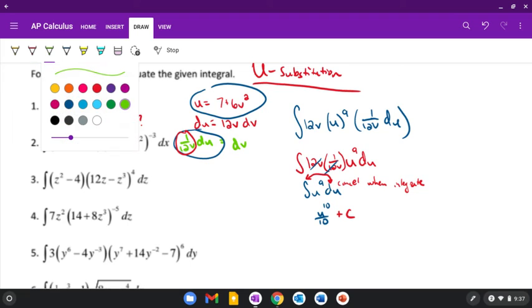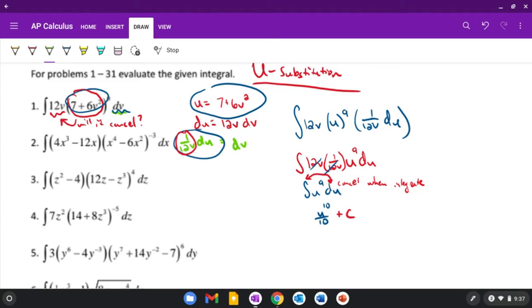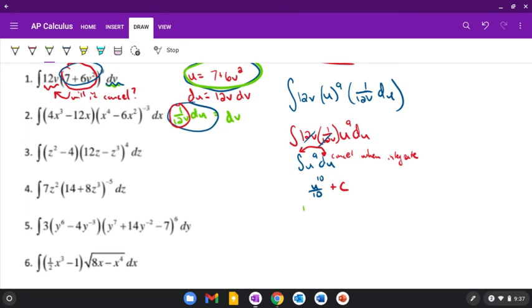And then the last thing I have to do is replace my u with what u was, which is up here. Right? And I'm just going to write this as 1/10 times 7 plus 6v squared to the 10th power, and then plus c. And that is my answer.